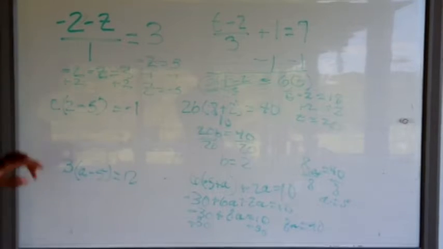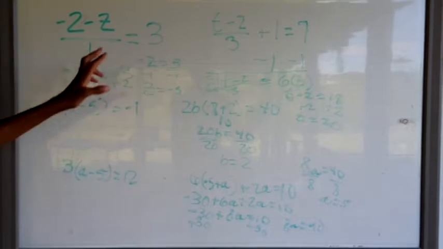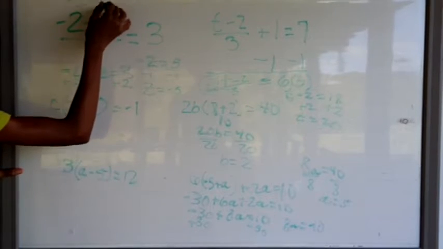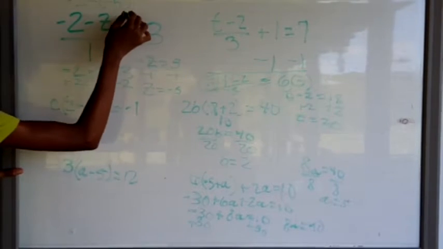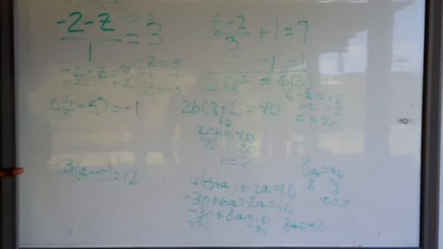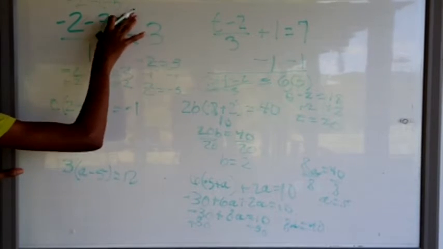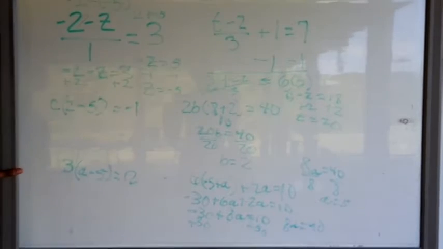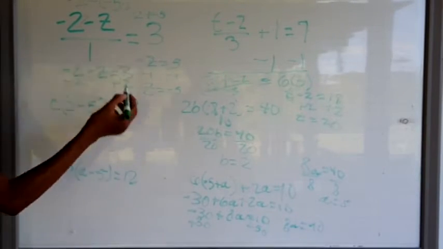If we plug that in, we get negative 2 minus negative 5, not negative 2 minus 5. Make sure you remember that. And so that rewrites as negative 2 plus 5, which is 3. 3 divided by 1 is 3.